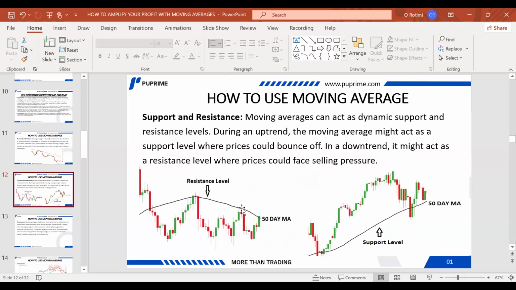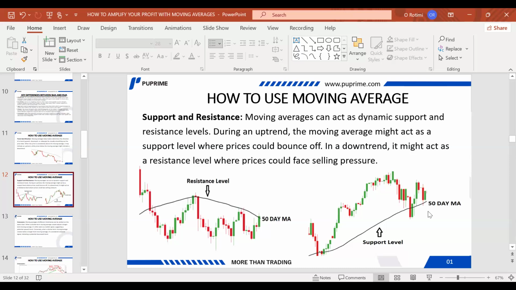Now, the moving average also can be used to determine support and resistance levels. So we say that moving averages can act as dynamic support and resistance levels. During an uptrend, the moving average might act as a support level where prices could bounce up, and in a downtrend, it may act as a resistance level.